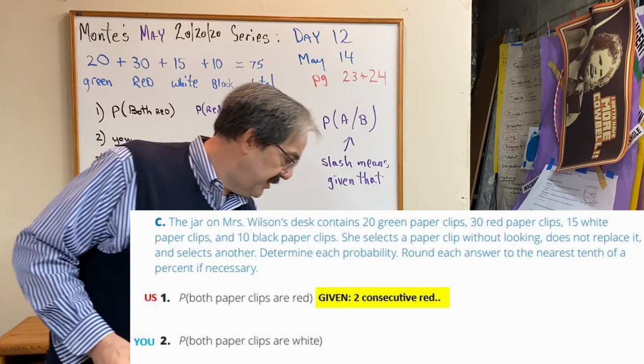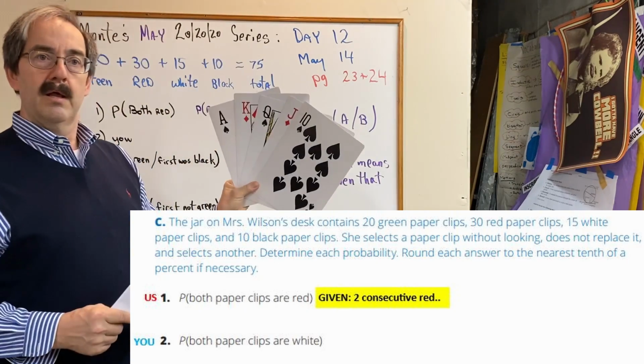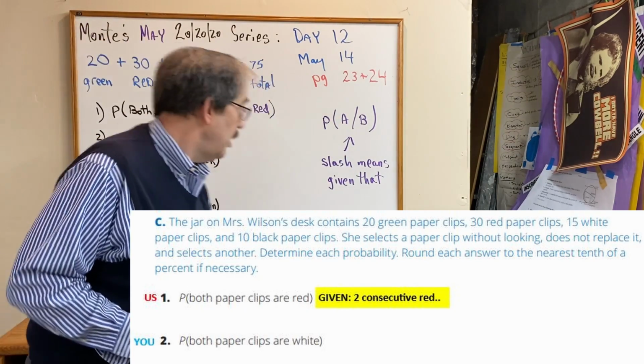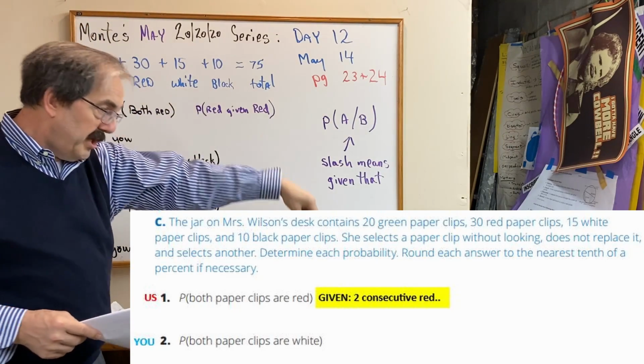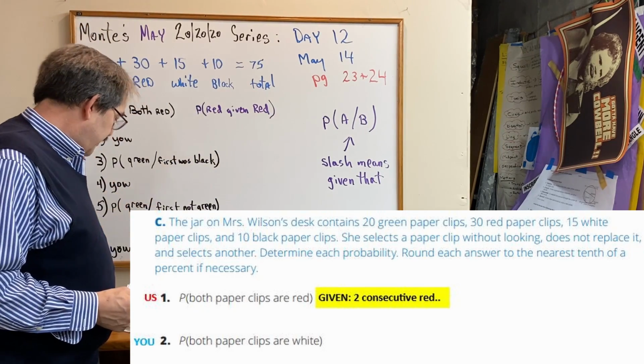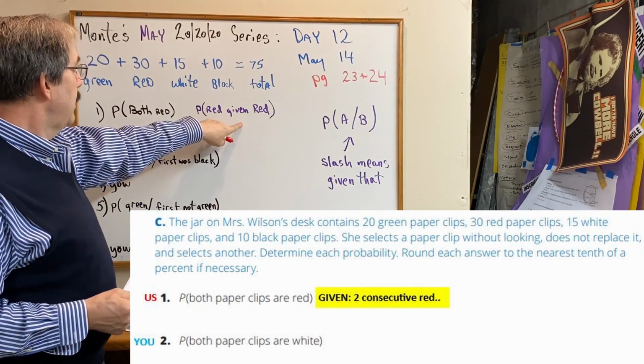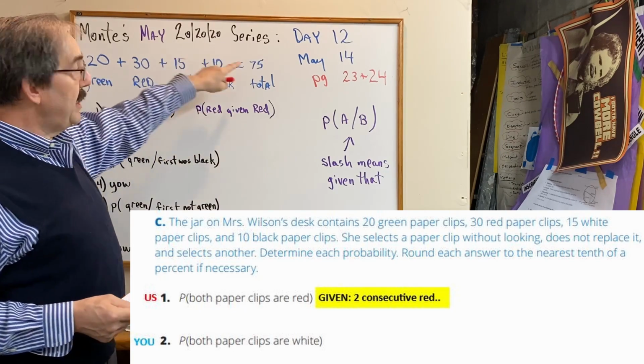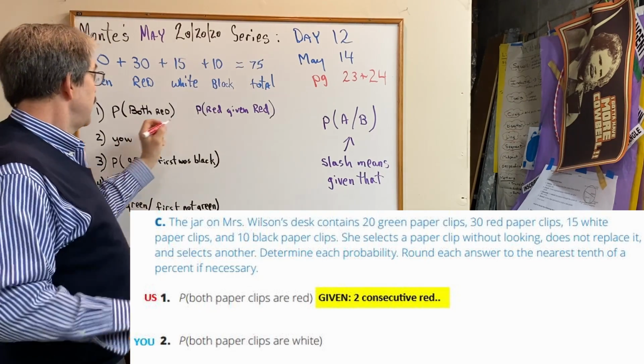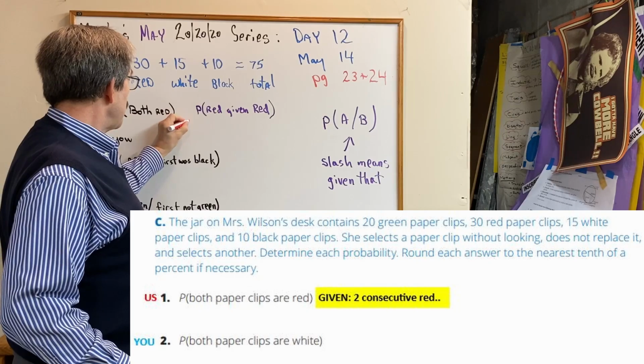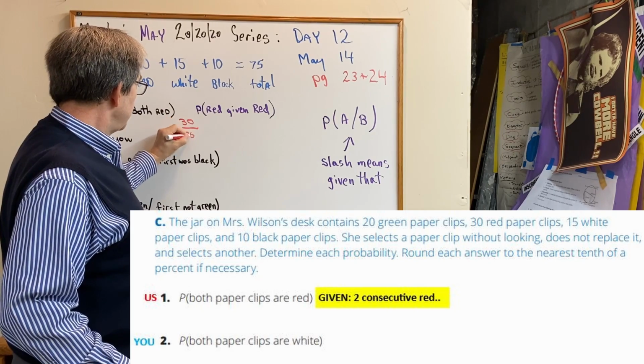Well, this was just like the deck of cards, isn't it? The probability of a red. The first one, I reach in, I pull out a red. What's the possibility of a red? 30 of the 75. So the first one is 30 of the 75.